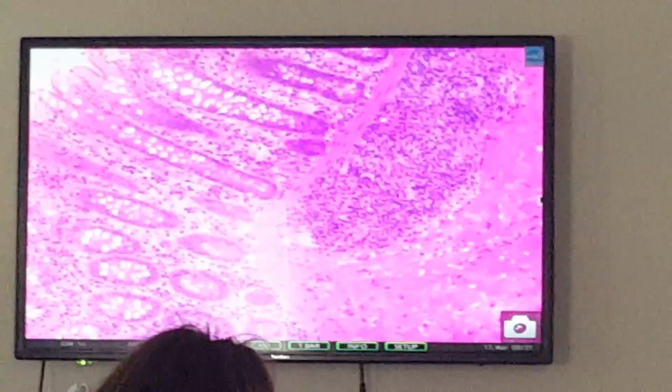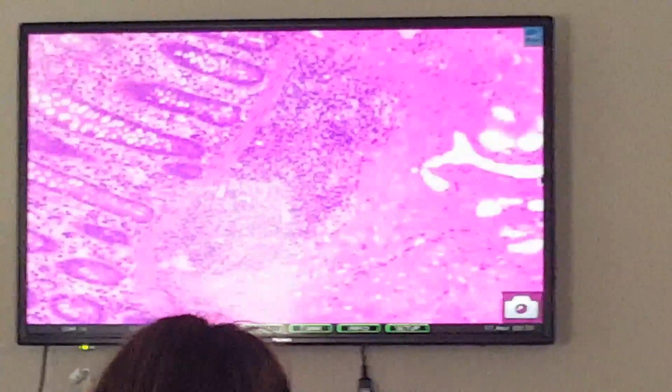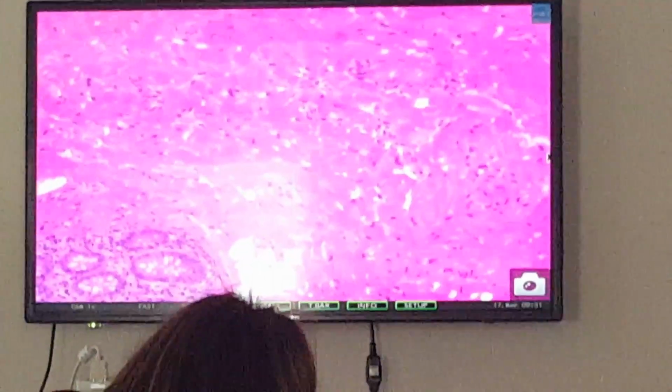All right, so let's look back up. These are simply intestinal glands. We don't call them crypts here, although some books do. The lower power, let's get back to our bearings.